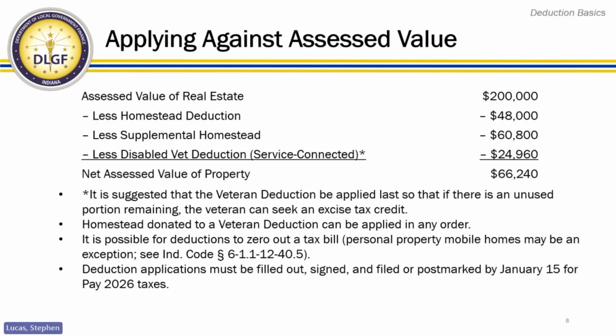By and large, deduction applications, credit applications must be filled out, signed, and filed or postmarked by January 15th of the pay year. So for pay 2026 taxes, those would be due January 15th, 2026. We'll mention later in the presentation, heritage barn deductions have a slightly different deadline, but most of the benefits we are talking about today have that January 15th deadline.